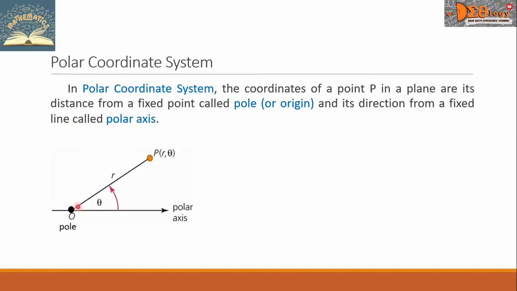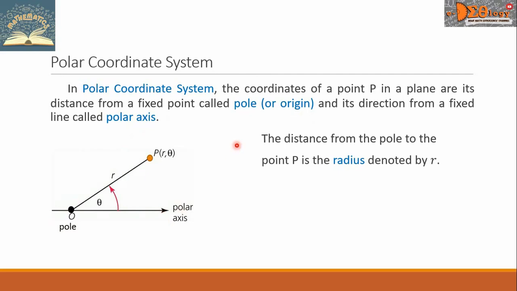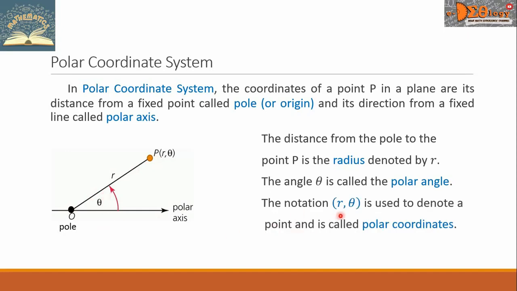In our figure here, this is the point that is called the pole or origin. This line here is the polar axis. The distance from the pole to the point P is the radius denoted by r. This is the r. The angle theta is called the polar angle. This is the theta. The notation r, theta is used to denote a point and is called polar coordinates. This is the point denoted by r, theta.